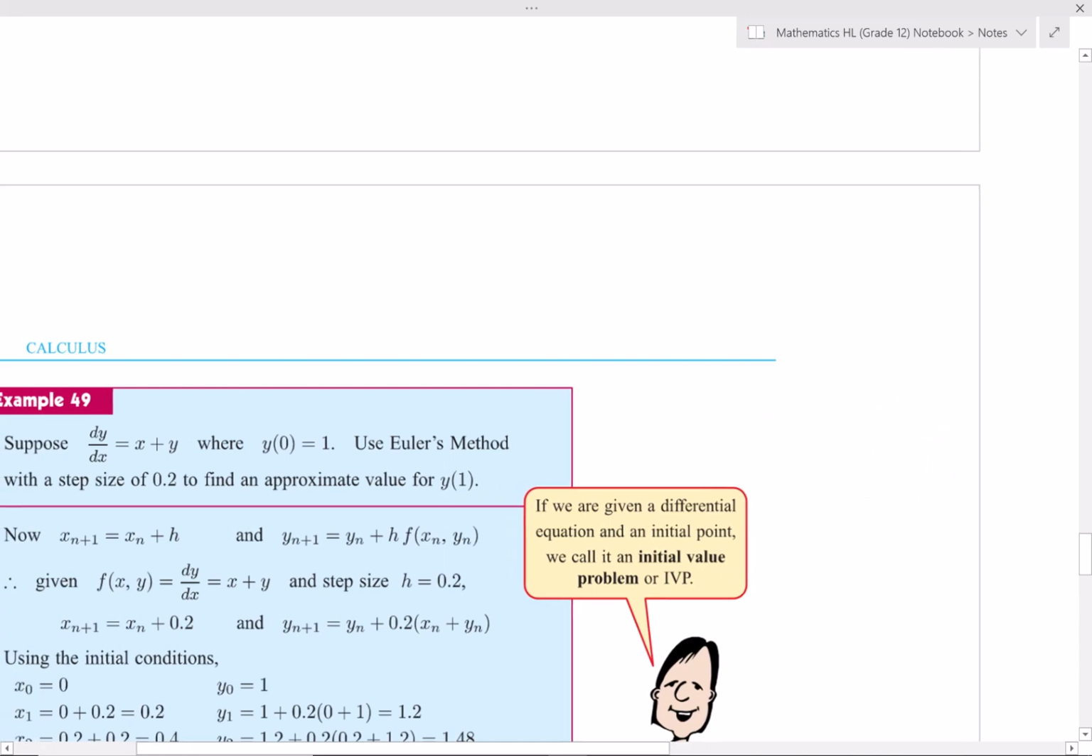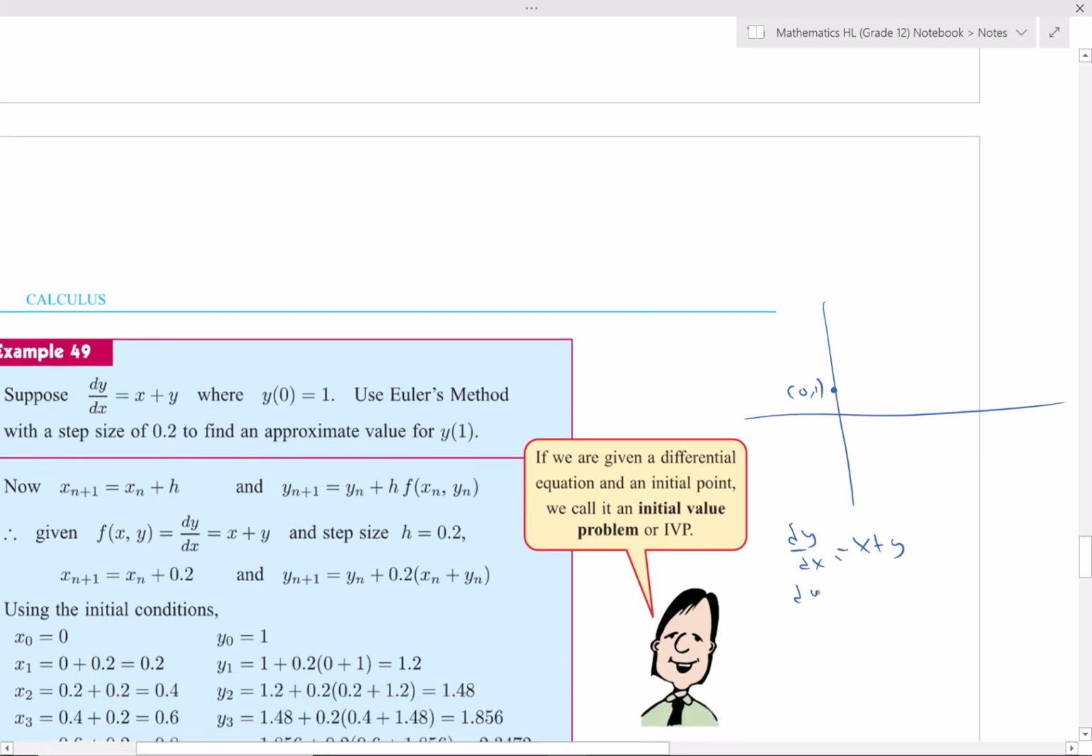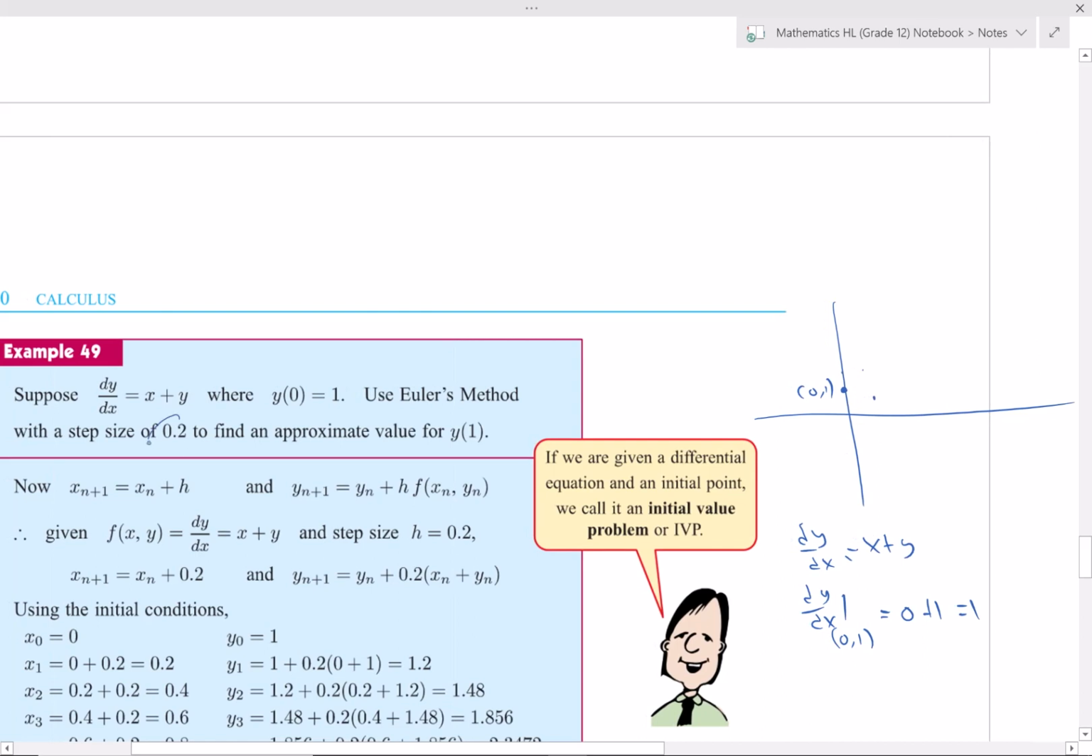So we're given an initial condition of (0, 1), right? So I know that I am here when I start: (0, 1). I know that my differential equation is x plus y. So what's the slope at (0, 1)? Well, it's 0 plus 1 equals 1. So here at this point, I have a slope of 1, which means I'm going to go up 1 over 1, right? How far am I actually going to go with this? Well, we want a step size of 0.2, so we're going to count by 0.2: 0.2, 0.4, 0.6, 0.8, 1. And so the x value is going to go over by 0.2.